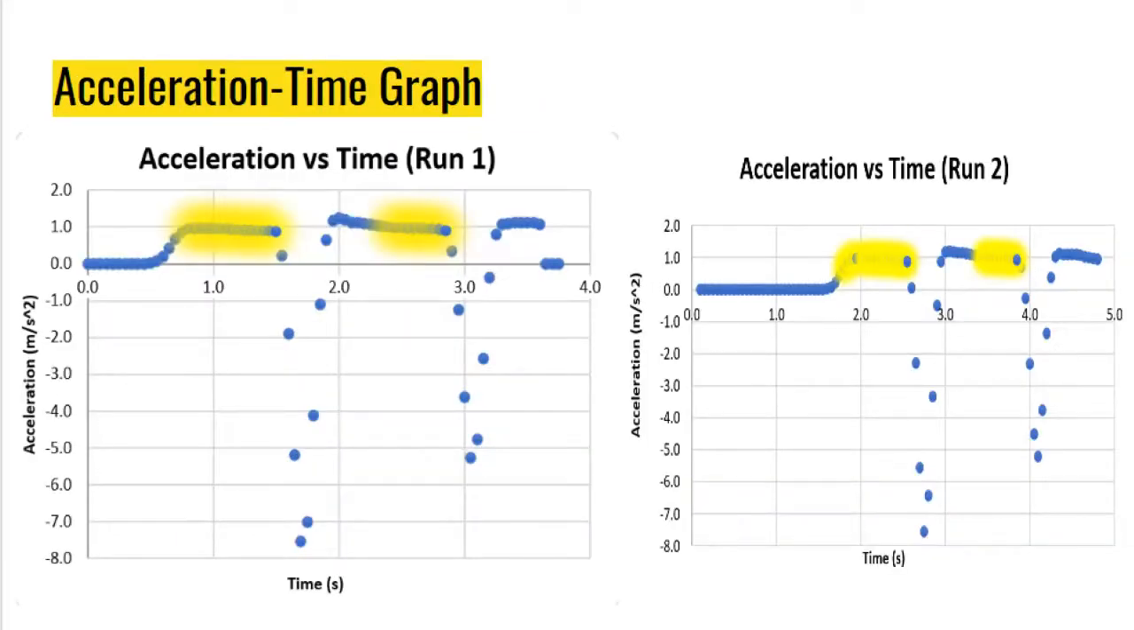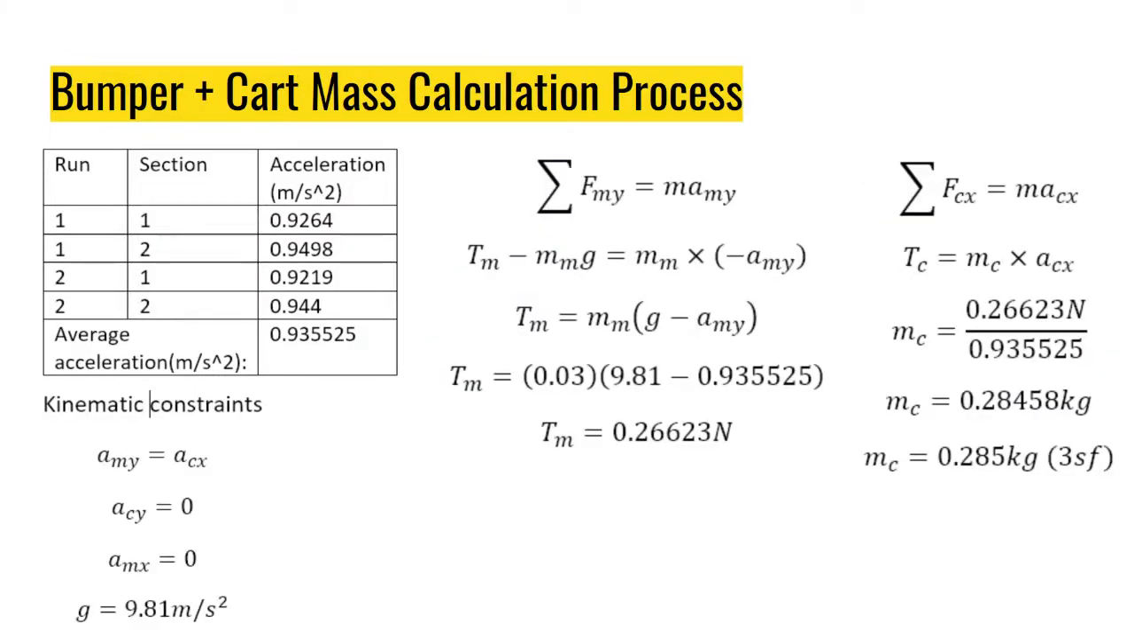This acceleration graph shows where the cart is accelerating to the right sharply because of the bumper, and the highlighted sections are where there is constant acceleration to the left from the tension force of the hanging mass. From the four constant acceleration values, we can find the average value to be inserted into the series of equations shown to find the estimated mass of the cart and the bumper, which is 280 to 290 grams.